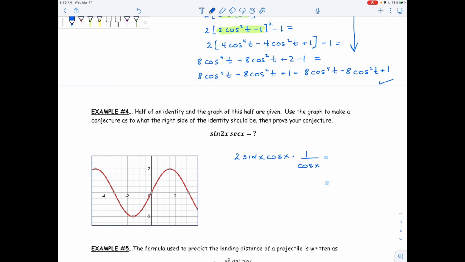So as you can see, when I simplify that, I end up with 2 sine x. So that must mean that the right side of this identity is going to be 2 sine x. And if you look at that graph, it's a sine graph, and it has an amplitude of 2. So that checks out.